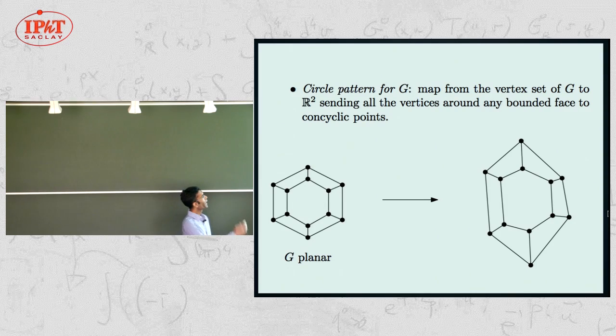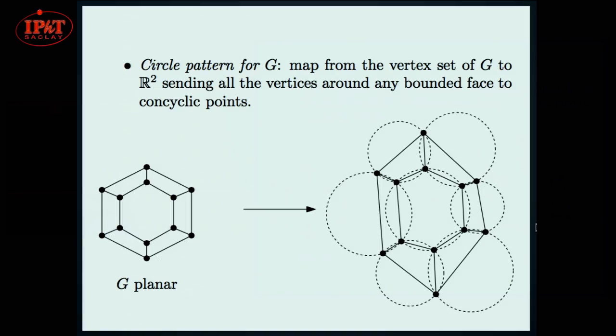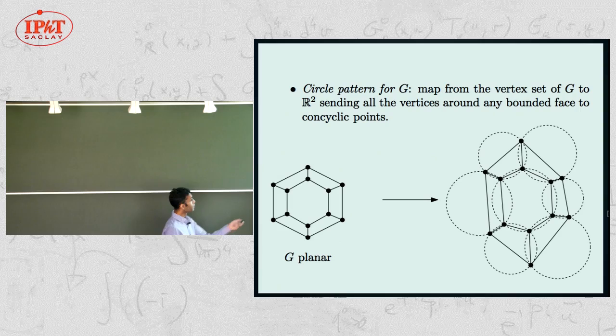And a circle pattern for a planar graph G is a way to draw each vertex of the graph on the plane in such a way that every face is cyclic. So there is a circumcircle going through all the vertices around any given face. For now, I'm restricting myself to bounded faces, and I forget about the outer face for now. So there will be some issue with boundary conditions. I will deal with these issues later, but for now, just bear with me and forget about boundary issues. This type of object was introduced in discrete differential geometry because circle patterns served as discretizations of conformal maps.